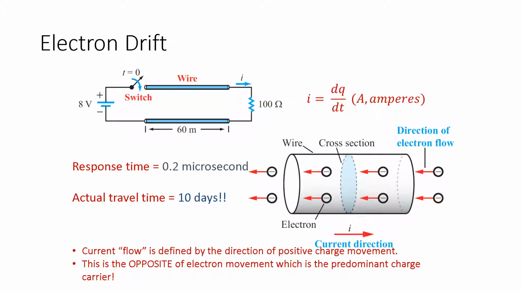The more important thing to remember, though, is that current flow is defined from the direction of positive charge movement. So that's the exact opposite of the electrons. The electron movement is the predominant charge carrier, and they're going to move in the opposite direction.